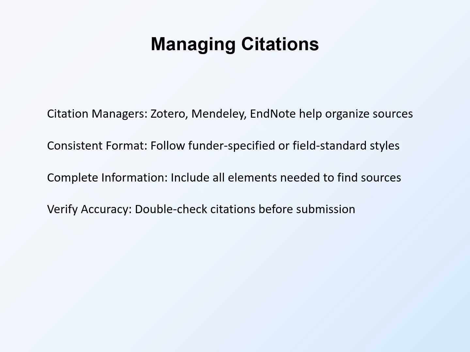Verify accuracy by double-checking citations before submission. Citation managers occasionally introduce errors, especially with unusual source types. Verify that author names are spelled correctly, years are accurate, and page numbers are correct. Errors in citations suggest broader carelessness that reviewers may assume extends to other parts of your proposal.